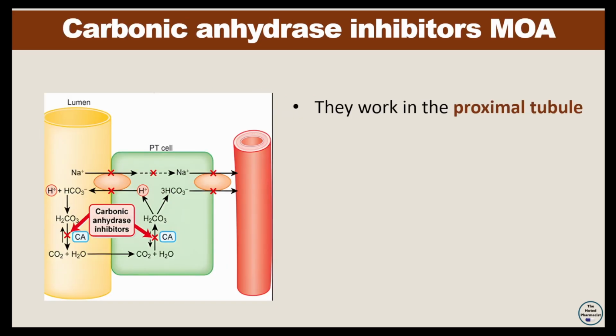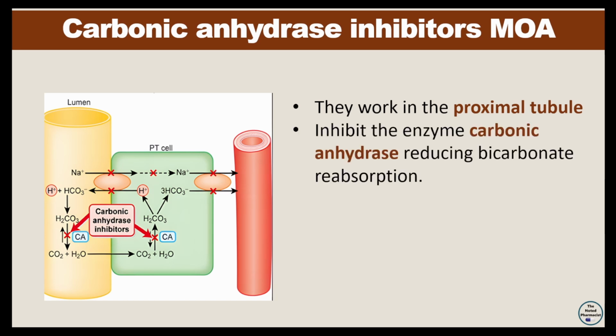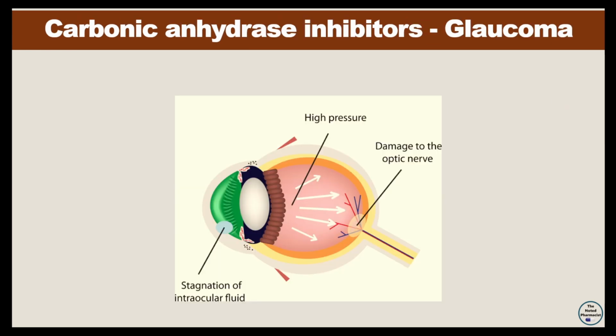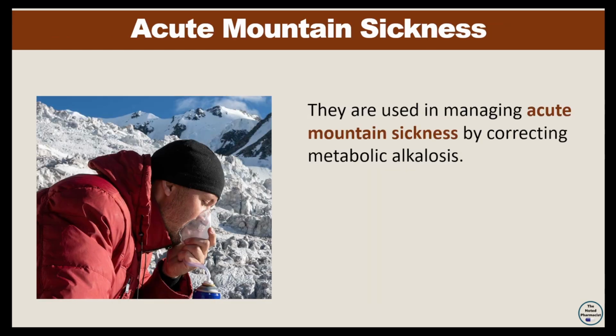Carbonic anhydrase inhibitors, such as acetazolamide, work in the proximal tubule by inhibiting the enzyme carbonic anhydrase, reducing bicarbonate reabsorption and causing mild diuresis. This action helps reduce intraocular pressure, making these drugs particularly effective in treating glaucoma. Additionally, they are used in managing acute mountain sickness by correcting metabolic alkalosis.